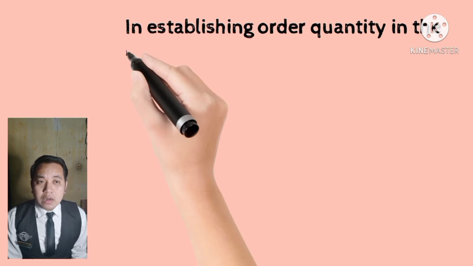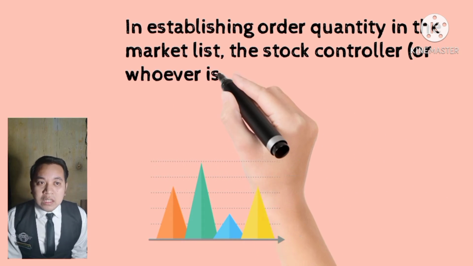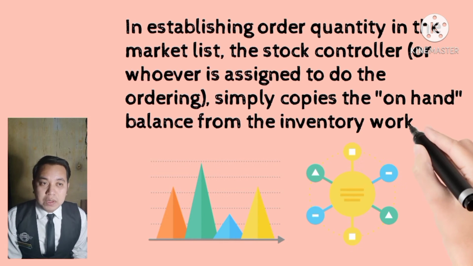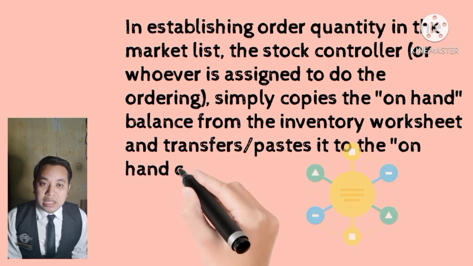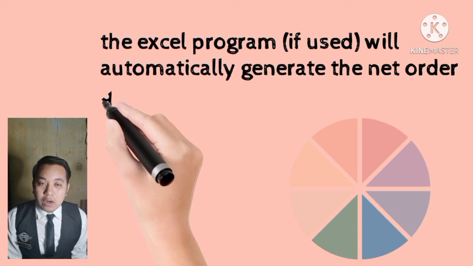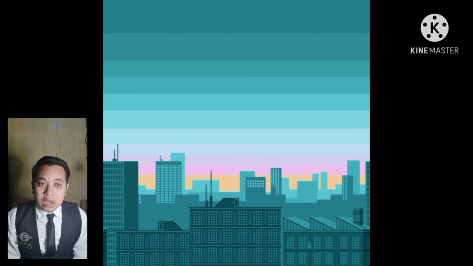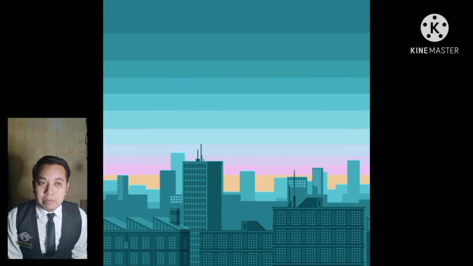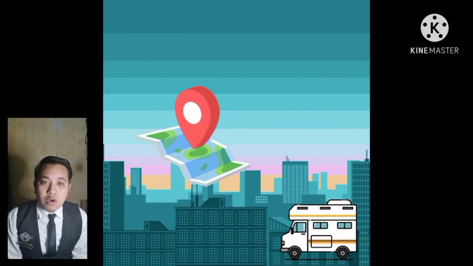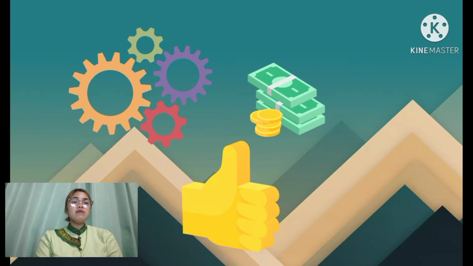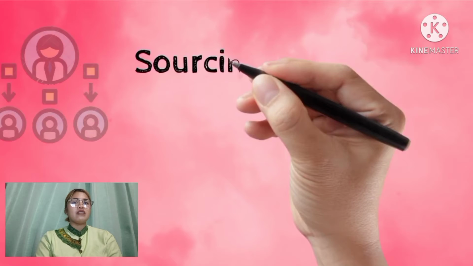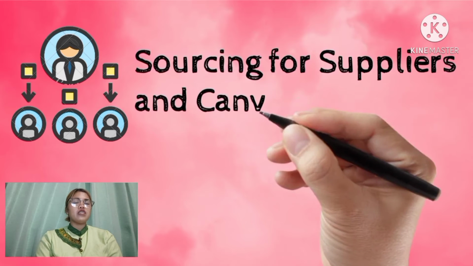In establishing the order quantity in the market list, the stock controller simply copies the on-hand balance from the inventory worksheet and transfers it to the on-hand column of the market list. The Excel program will automatically generate the net order quantity. So all in all, ordering and purchasing of stocks is a process of minimizing and maximizing both your fast and slow-moving products. Once the purchaser receives the approved purchase request, he or she shall proceed to sourcing or canvassing of quotations from different suppliers.